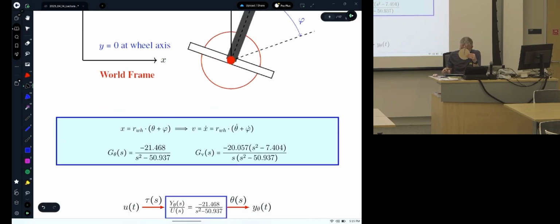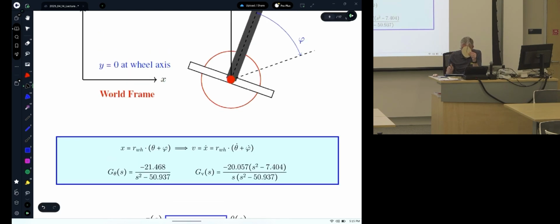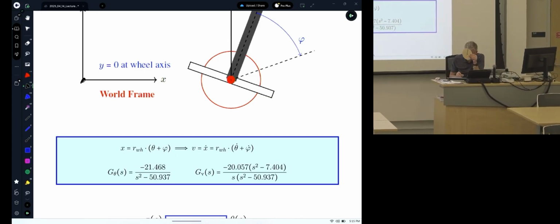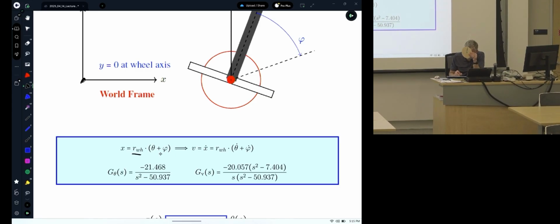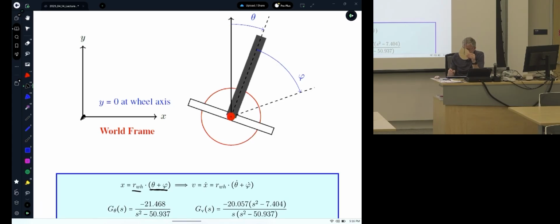Now, I want to convince you of one physical thing. So if this is the origin, and x is measuring where we are, x is equal to the radius of the wheel times the absolute rotation angle of the wheel. Theta is the absolute angle of the base, the Segway itself. Phi is the relative rotation of the wheel with respect to the base.